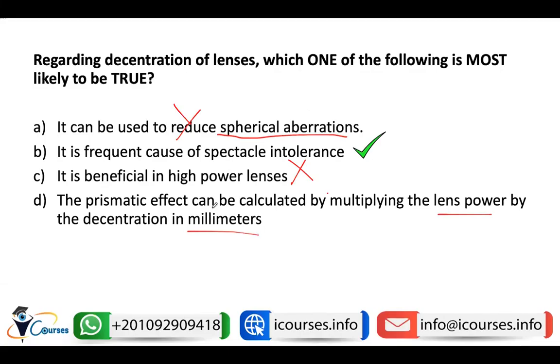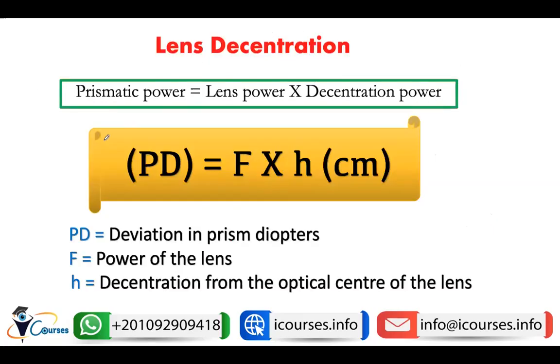The prismatic effect can be calculated by multiplying the lens power by decentration. What makes this option wrong? It is millimeters, because the Prentice rule is calculated by multiplying the lens power by the decentration in centimeters. So please take care of this. The prismatic power equals lens power multiplied by decentration. The prismatic power will be in prism diopters, the lens power F will be in diopters, and H, the decentration, will be in centimeters.